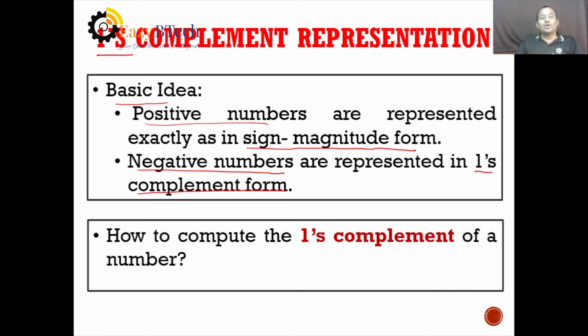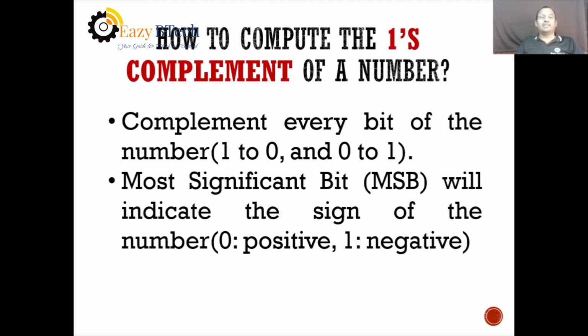Now we'll see how to find the 1's complement of a given binary number. To find the 1's complement of a given binary number, we have to change 1 to 0 and 0 to 1. So that's it. It is very simple. 1's complement is very simple.